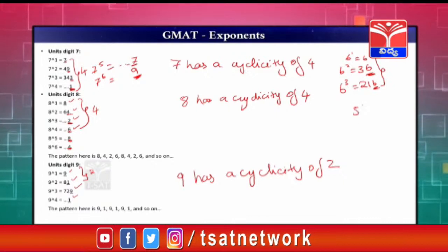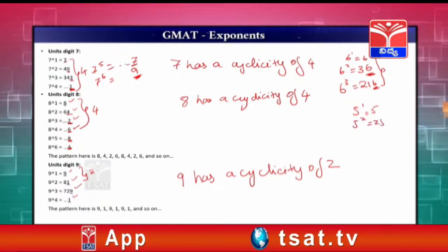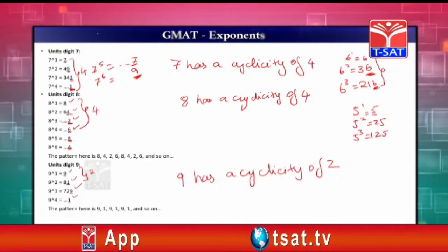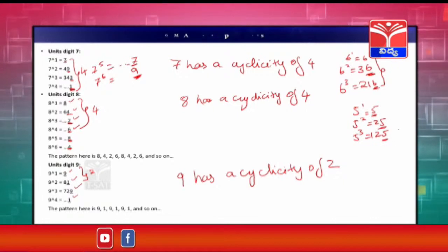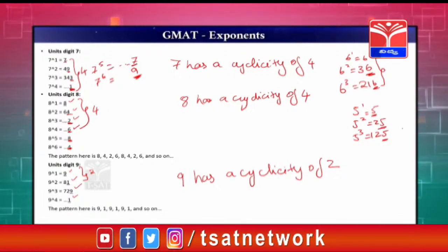5 has the same pattern. 5 to the power of 1 is 5, 5 squared is 25, 5 cubed is 125. It will always be 5. It has a cyclicity of 1. 5 raised to any power will give you 5 at the units digit.